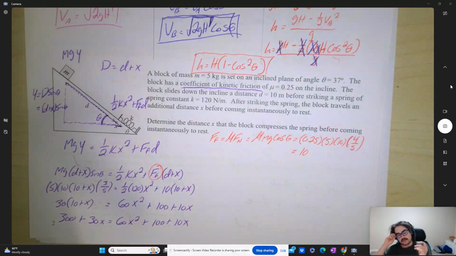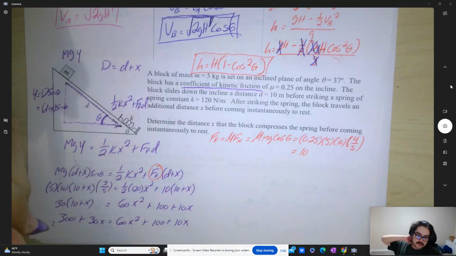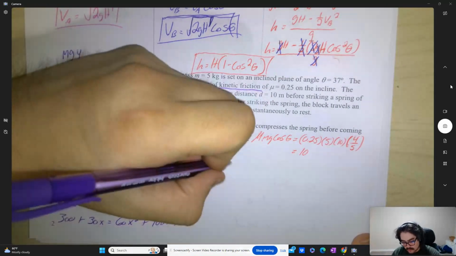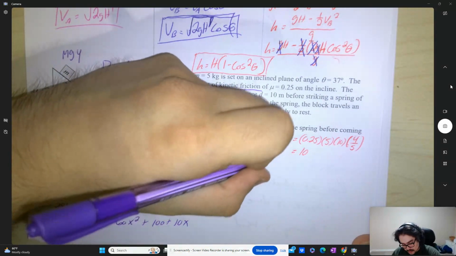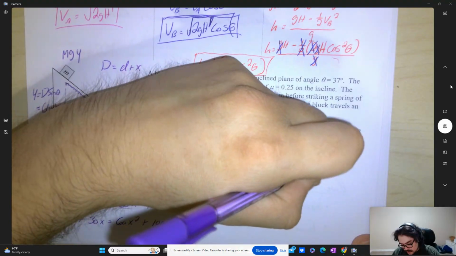Now, what you should notice is that this is going to ultimately give us a quadratic equation, which we then have to solve using the quadratic formula. So what I'm going to do is subtract the whole left-hand side from the right side. When you rearrange all your values and all that fun stuff, you should end up getting 60x squared minus 20x minus 200.